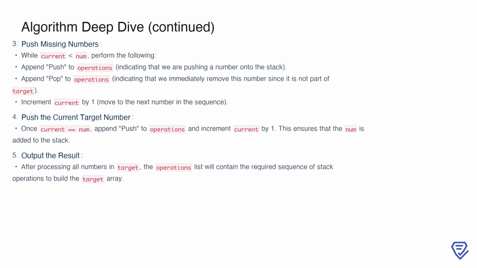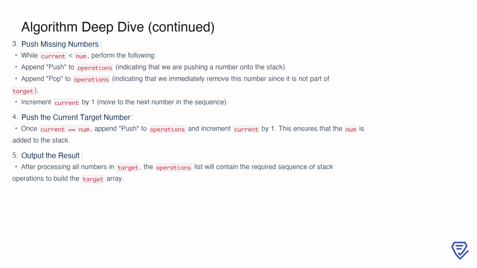As we go through each number in the target array, we may encounter numbers between current and the target value that are not part of the array. For such numbers, we perform both a push and an immediate pop. This means we push the number onto the stack to maintain the sequence but immediately remove it since it's not needed. After each push and pop, we increment current to move to the next number.